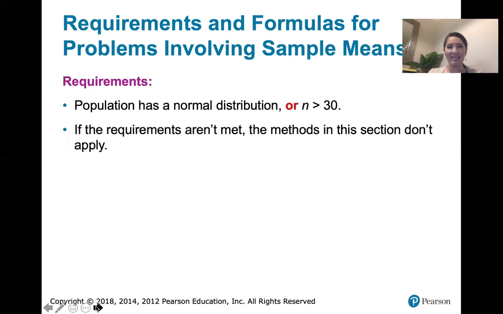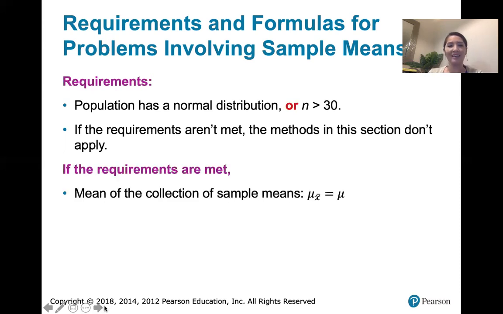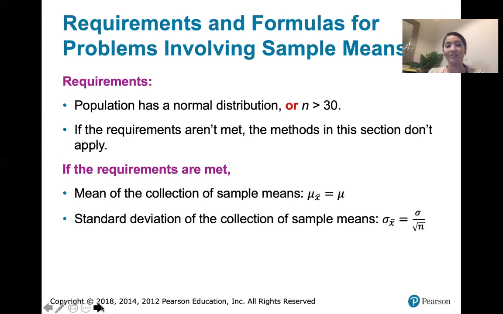Basically, the idea is if the sample size is large enough, so if the sample size n is greater than 30, or if the original population had a normal distribution itself, the sample means are approximated well by a normal distribution. In that case, the mean of that collection of sample means, or the distribution of sample means, is equal to the mean of the original population, and the standard deviation of the collection of sample means is the population standard deviation divided by the square root of the sample size.